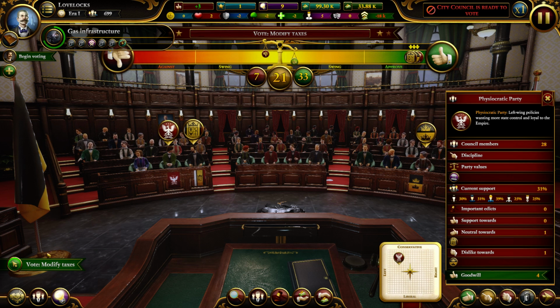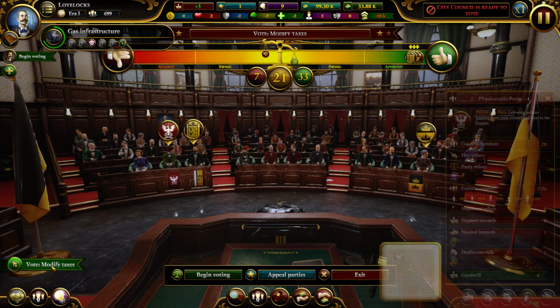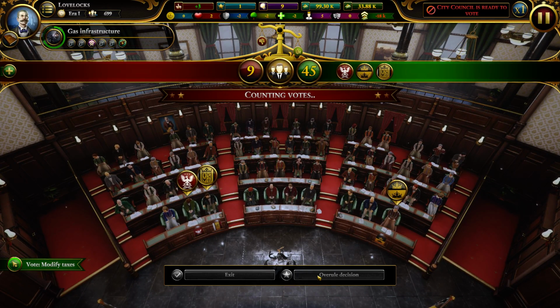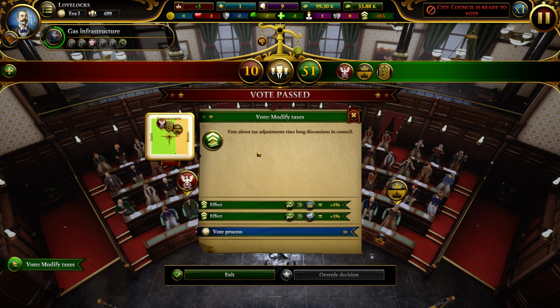So we're just starting. Let's just do it. Begin voting. I can overrule the decision. Vote about tax adjustments raises long discussions in the council, so they're really talking about it. Tax rate for industrial companies goes up 1% and commercial set. Vote process 10. That's how long it took, I guess. I can overrule. The vote passed. Okay, that's the part that I missed. I was like, why am I seeing this screen?